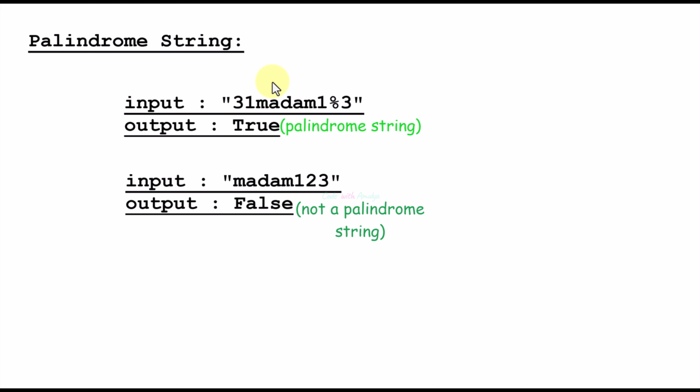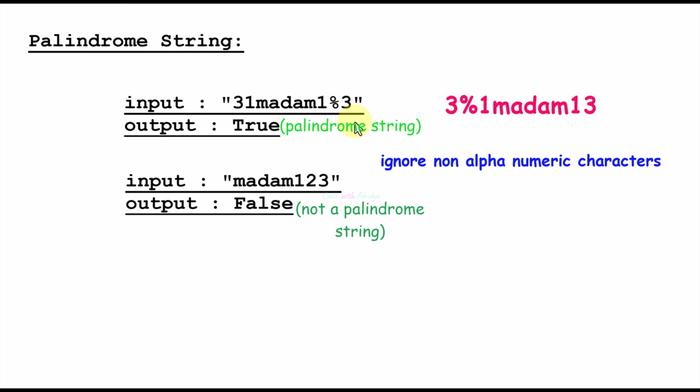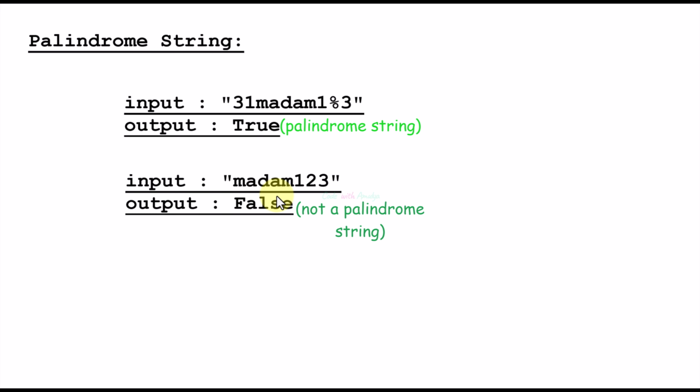For example, here the input is 31 madam 1%3. When I reverse this, we'll get it like this. It is not exactly the same, but here we'll consider only alphanumeric characters. So our string becomes like this. So it is equal, so it is a palindrome string. Here also you can see it is not a palindrome string because when we reverse this, we'll get it like this.